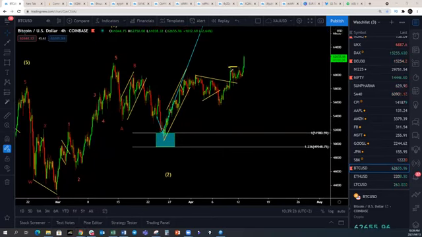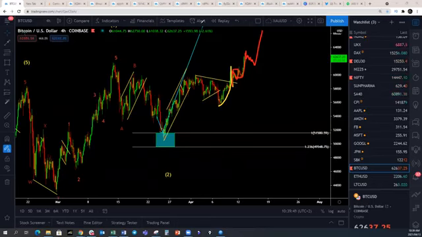We had this corrective structure here. No, let's do this properly. We had this move up here. This looks like this was all a pullback, and we're starting to get a move here in another 5 waves in this lower degree. Bitcoin should continue pushing up higher. All right, so that's what we have there on Bitcoin.